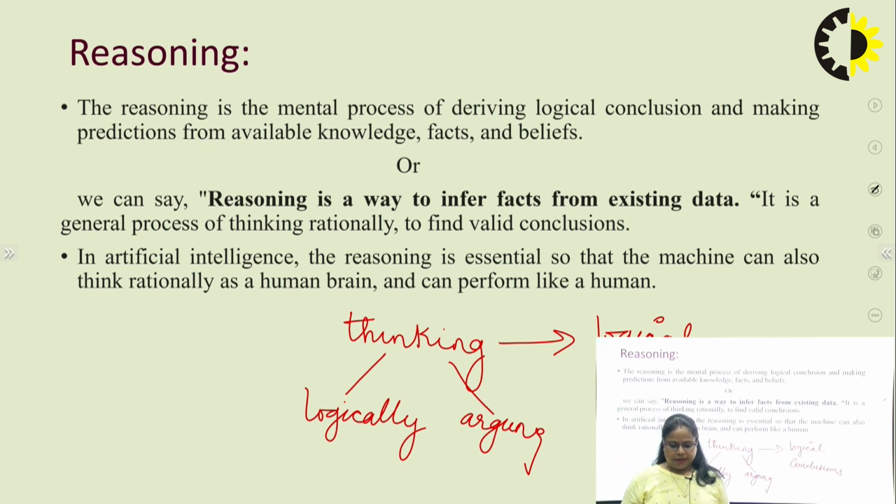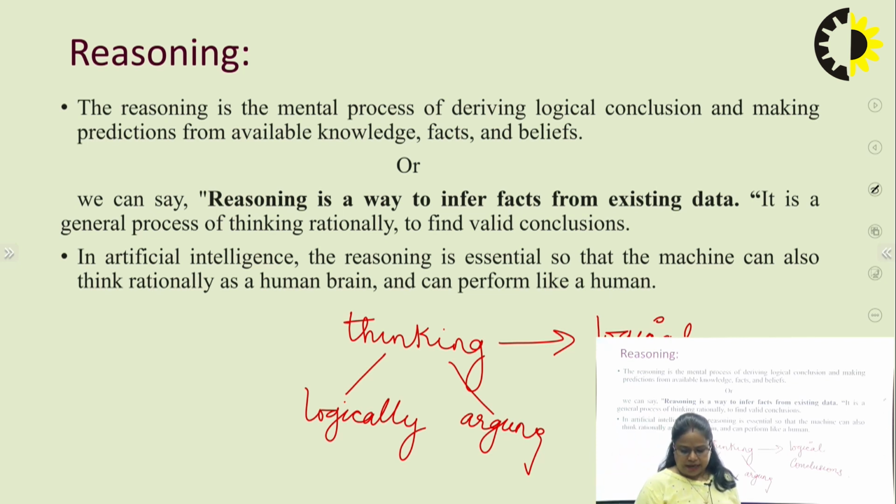When a system is required to do something, generally it has to do it explicitly or implicitly, figuring out the things in the manner in which it already knows the base of the system. Then we are talking about the concept of reasoning. Basically, reasoning is a mental process of deriving logical conclusions and making predictions from the available knowledge, facts and figures or beliefs, right?